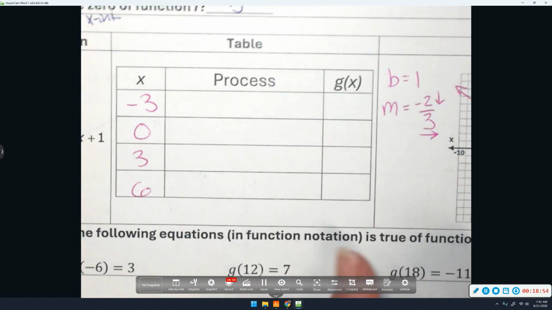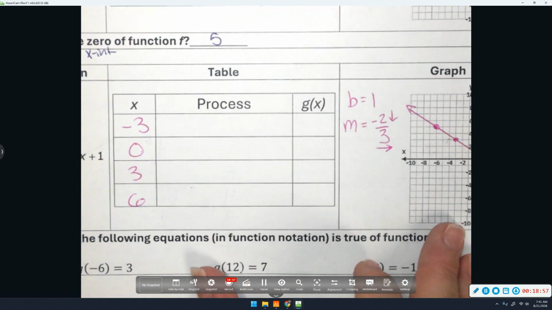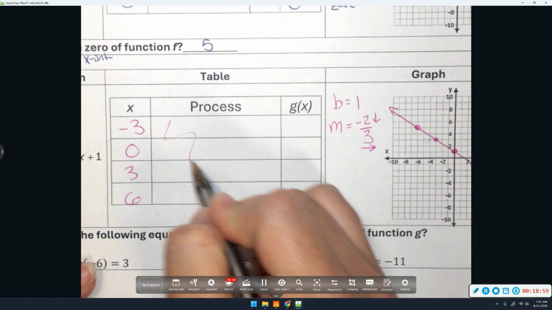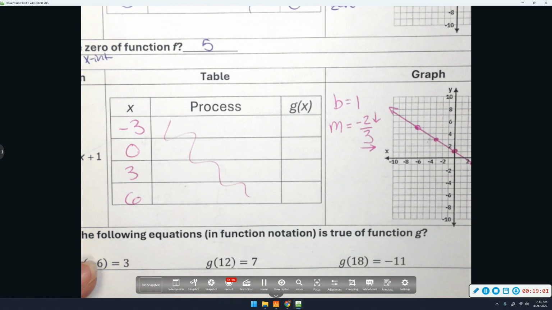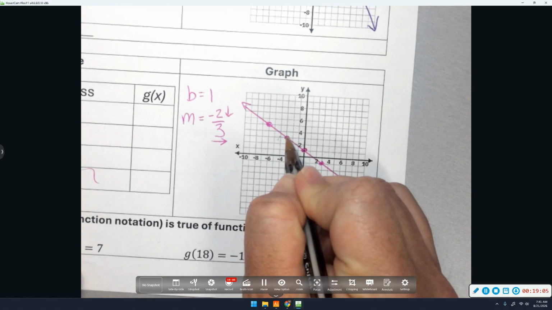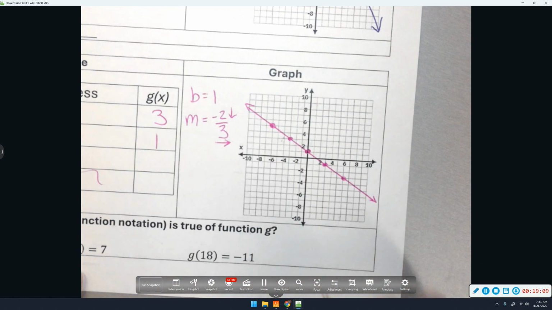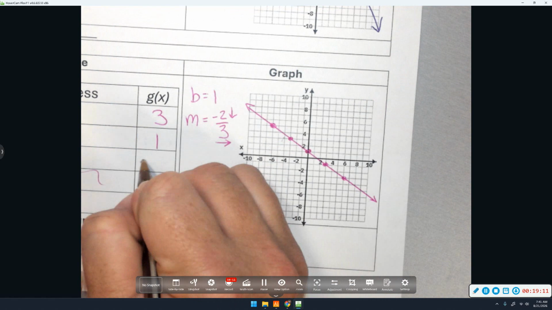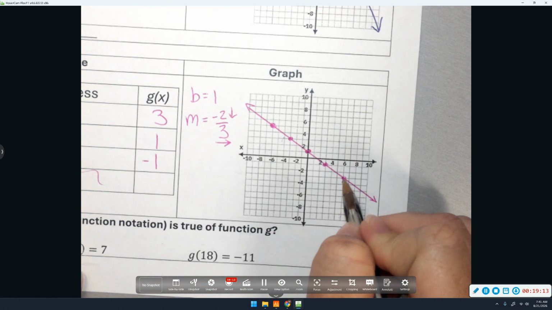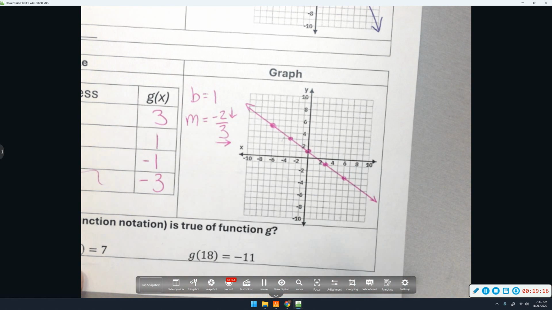Okay. So what is my y when x is negative 3? Negative 3 went up 3. 0 is 1. 3 is negative 1. And 6 is negative 3.